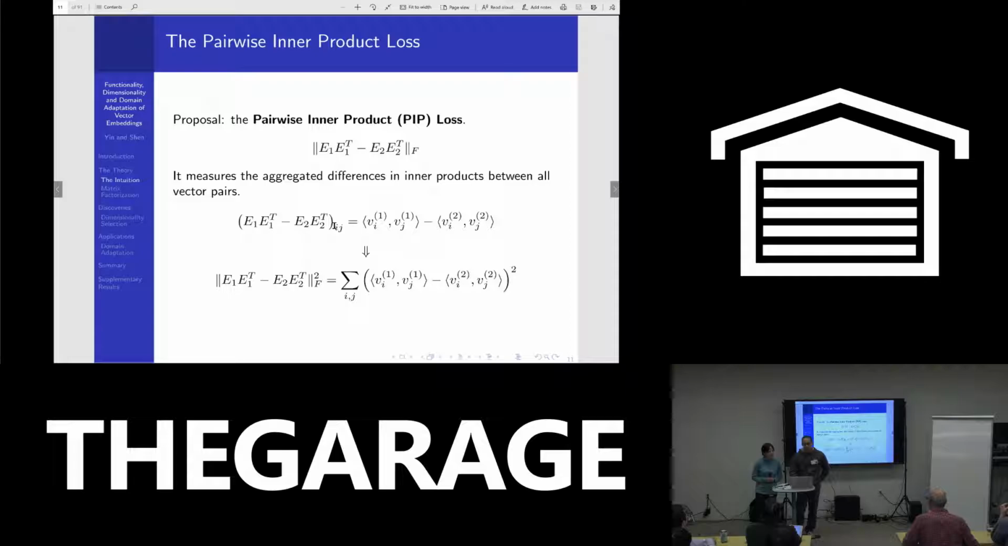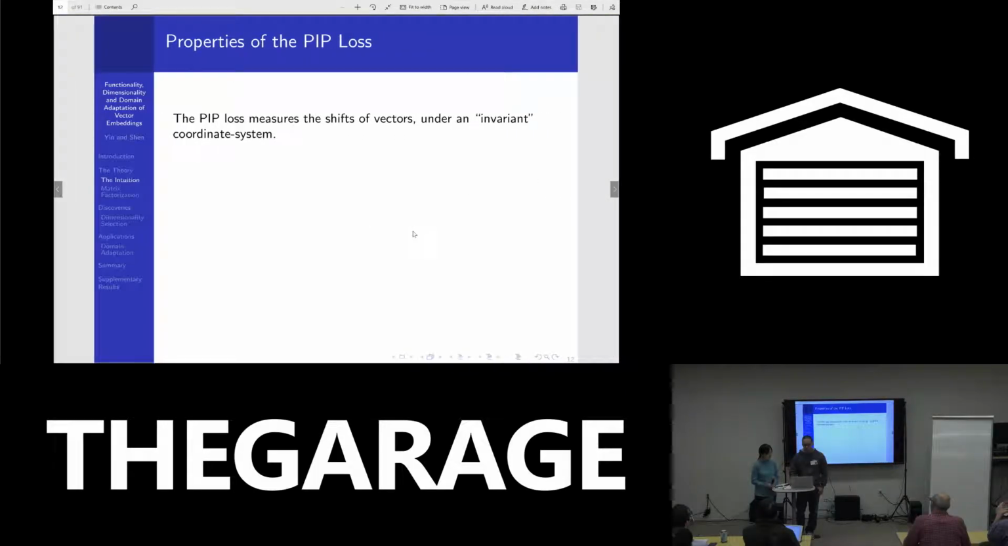If we look at the ij-th entry of this difference between E1 E1 transpose and E2 E2 transpose, it is the difference between the inner product of the vector embedding for the i-th word, Vi, and the embedding for the j-th word, Vj. We compare how different the inner products are, and we take a summation over all the inner products between the vector embedding pairs. We call this the pairwise inner product loss, and that's the expression for the loss function. And what is the intuition here?